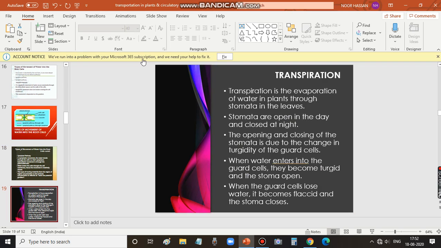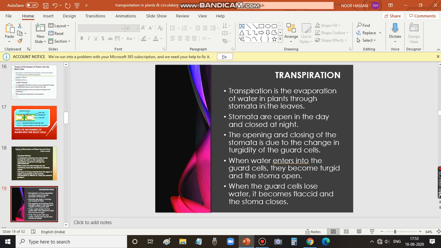So we will move on to the next topic. It is about transpiration. It refers to evaporation of water in plants through stomata in the leaves. We learnt about stomata when we discussed the anatomy of the leaf in detail. Stomata refers to openings found on the surface epidermis, usually on the undersurface of the leaves.